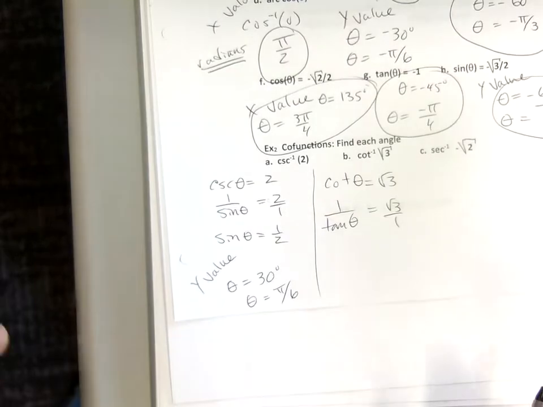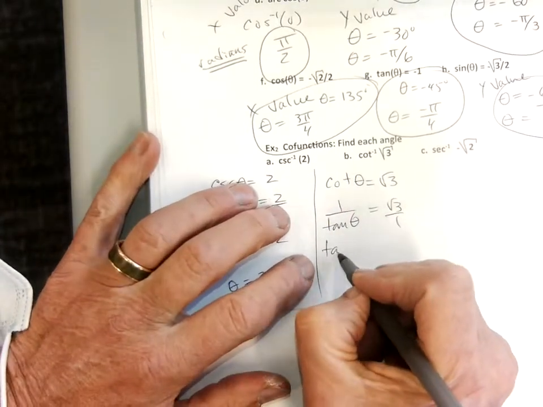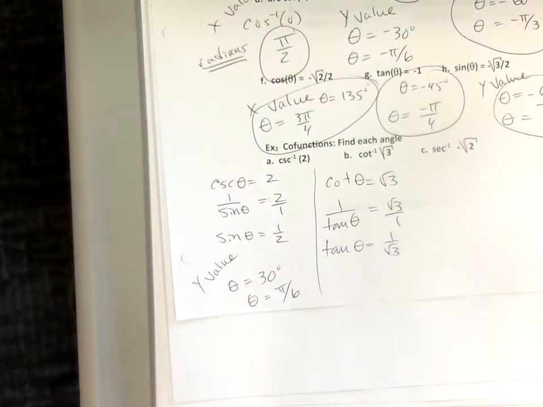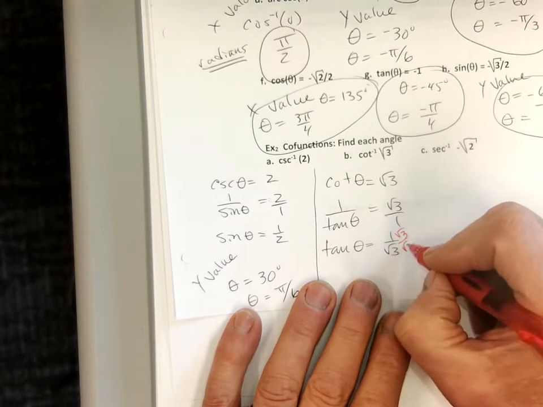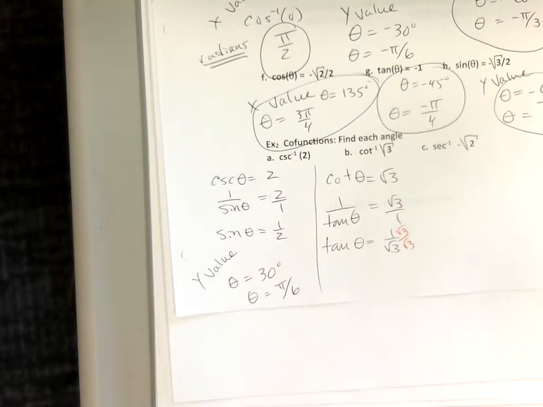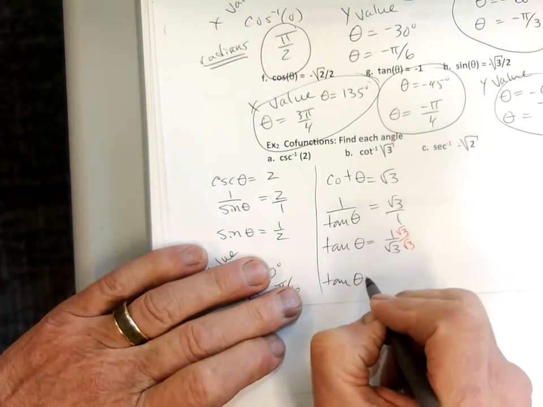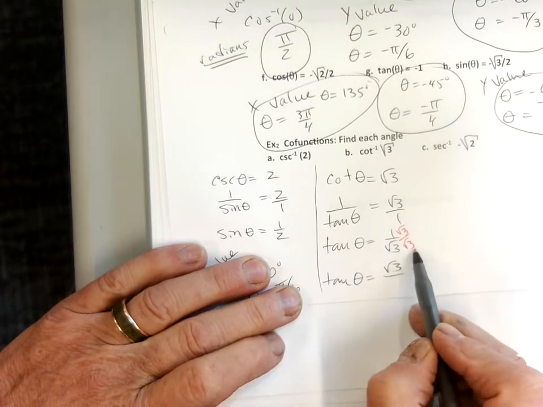Well, I don't want 1 over tangent. I don't want 1 over tangent. I want to flip them both. So I really want tangent of theta equals 1 over the square root of 3. But that's not a very good answer, so I rationalize the denominator, like Lauren said the other day. So I really get tangent of theta is equal to, let's see, square root of 3 over square root of 9, which is 3.